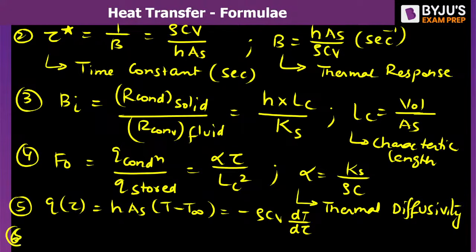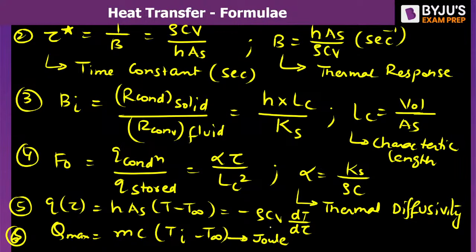And Q maximum is equal to, sorry, it is not hA. It is m C into Ti minus T infinity. It is not small q. It is Q maximum, the maximum amount of heat transfer, equal to m into C into Ti minus T infinity. The unit is joule. And the unit of alpha is meter square per second.